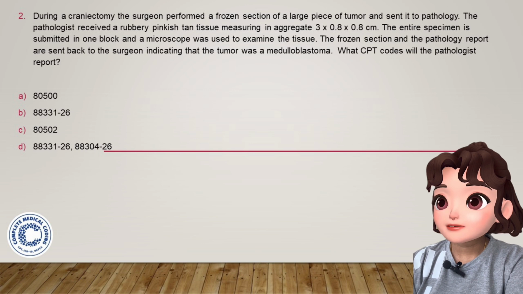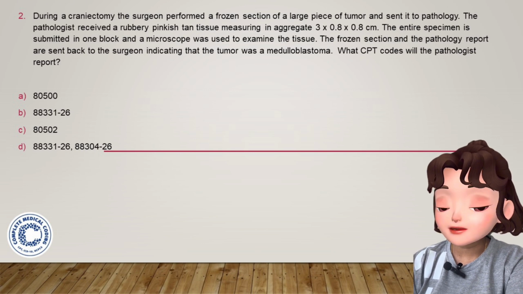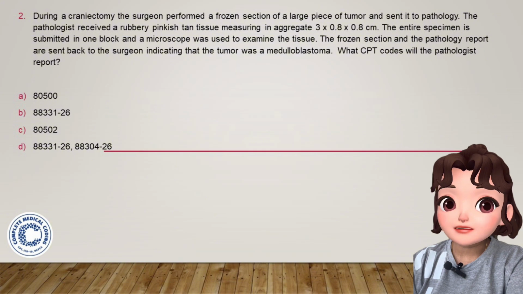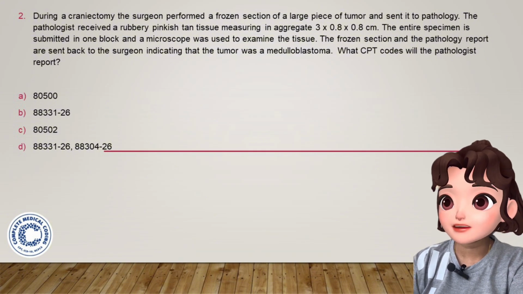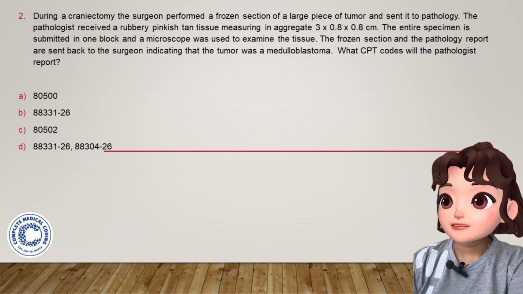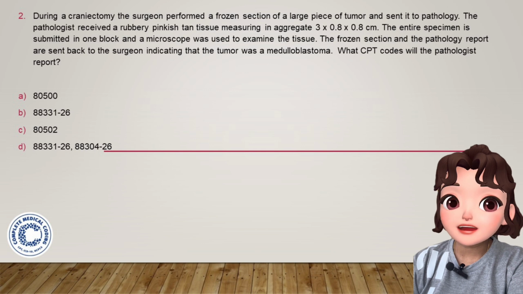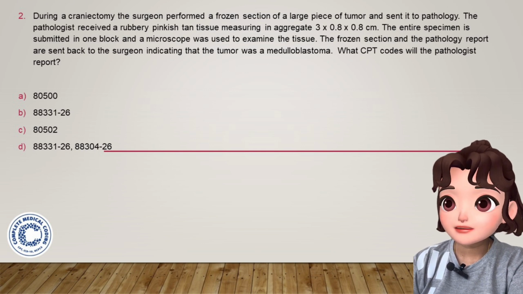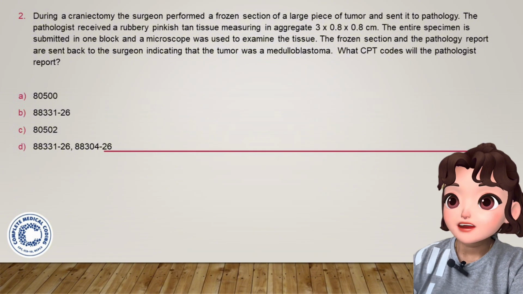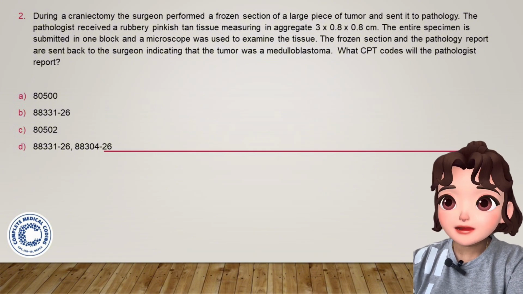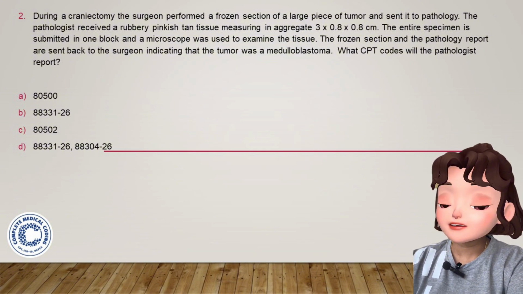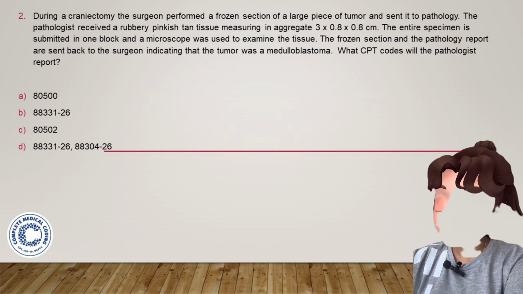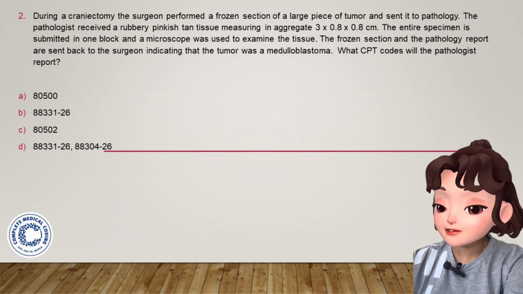What CPT codes will the pathologist report? So during a craniectomy procedure, the surgeon has taken a piece of tumor for frozen section and sent it to the pathology. Okay, so here the presence of the surgeon is there. Anyway, let's look into the options one by one. First option, 80500. Just open 80500. What is 80500 in the CPT code book?